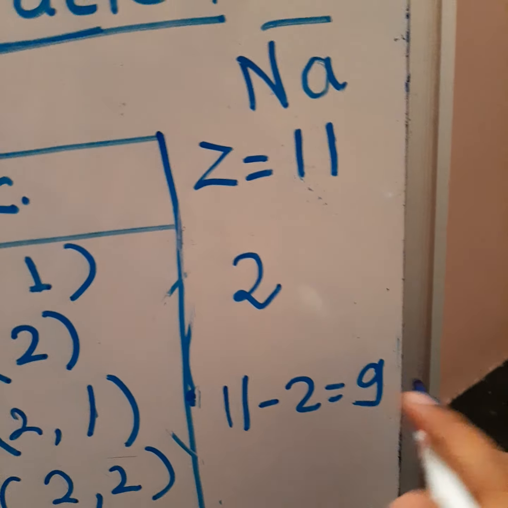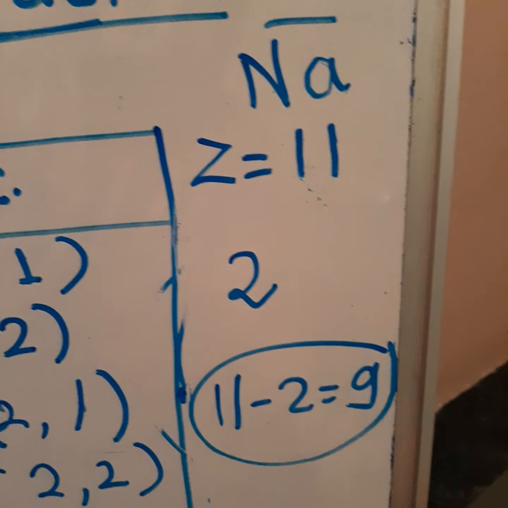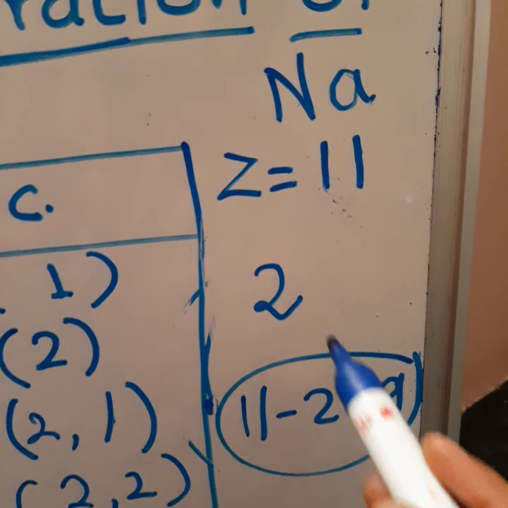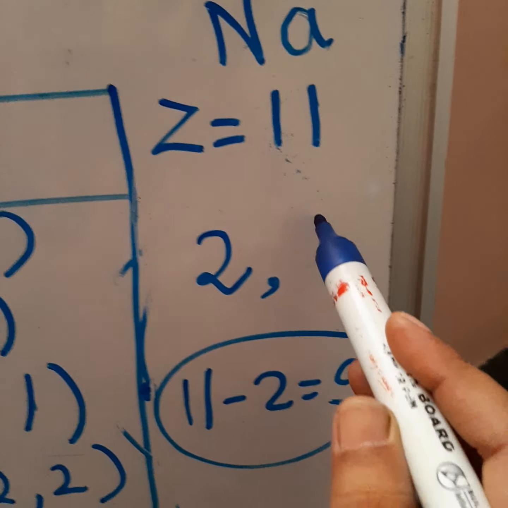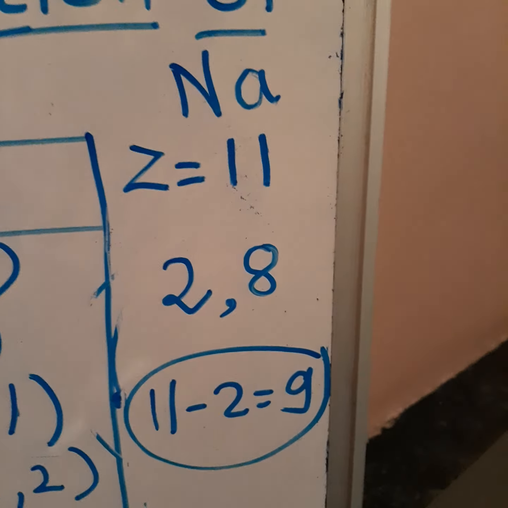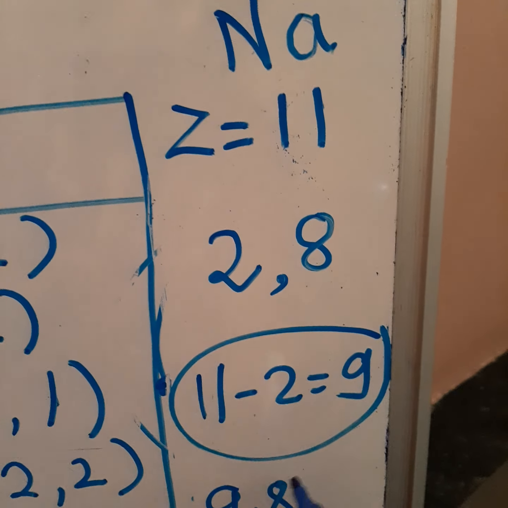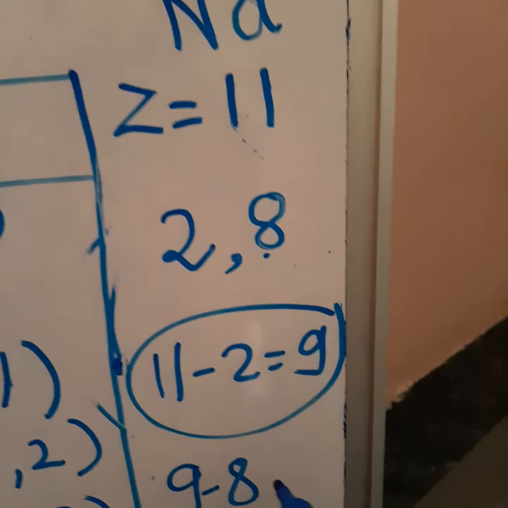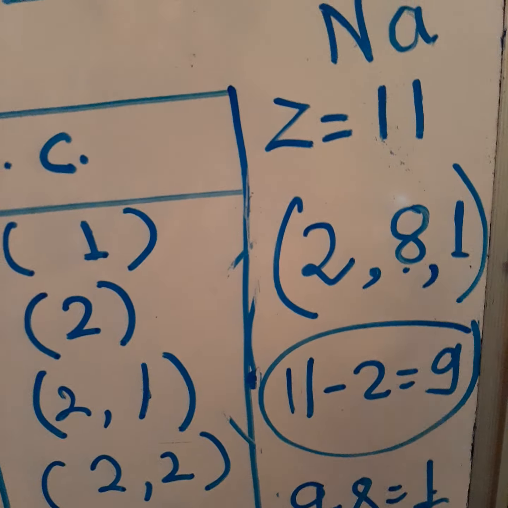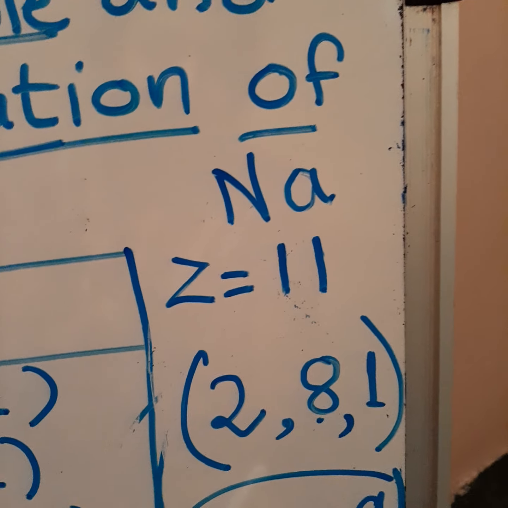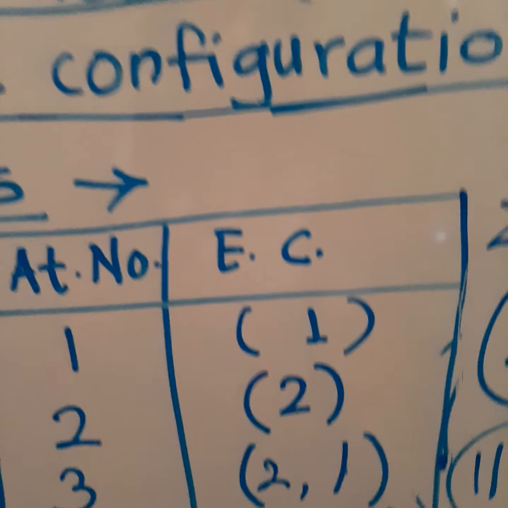Now these 9 electrons will go to the next shell. But the maximum capacity of the second shell is 8 electrons, not 9. So out of the 9 electrons, 8 get accommodated in the second shell. How many electrons remain now? 1. So this electron will be accommodated in the third shell. So what is the electronic configuration of sodium? 2, 8, 1.